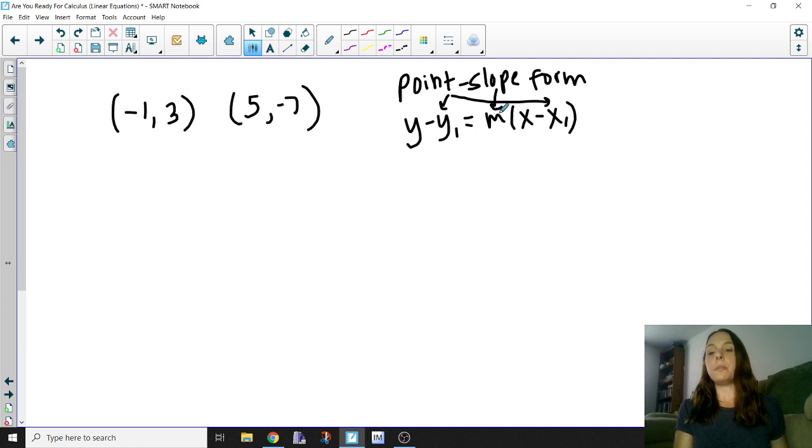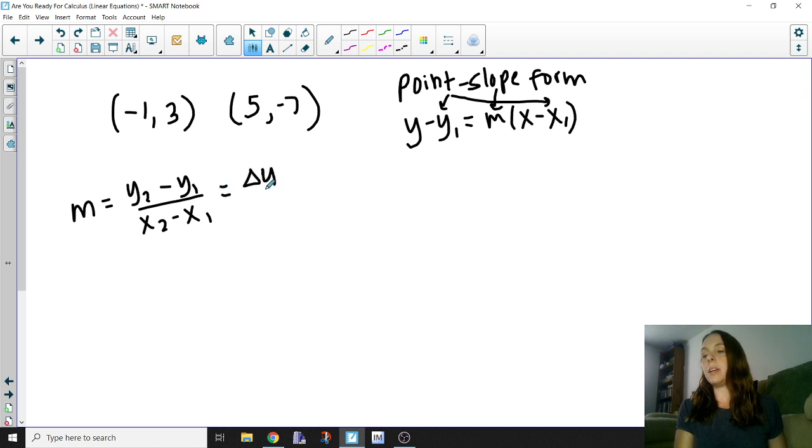Okay, but the other places will have numbers subbed in. So the first thing that we are going to focus on here is the slope. We're going to find slope using the formula y2 minus y1 over x2 minus x1. Sometimes we call this change in y over change in x, or delta y over delta x, which connects to notation that you'll see in calculus.